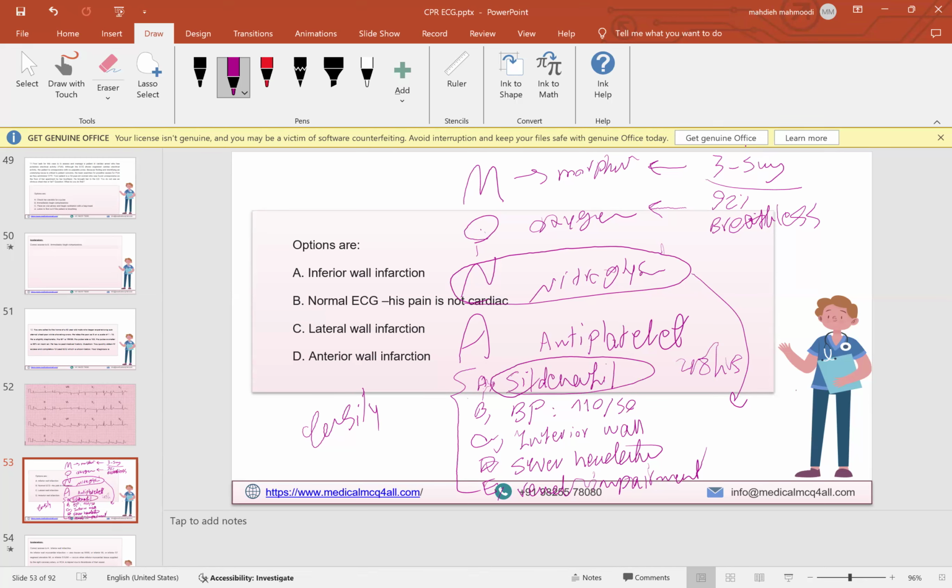If your patient took sildenafil for the last 48 hours, it's contraindicated. Low blood pressure, contraindicated. Inferior wall MI is not contraindicated. It's not a contraindication for giving the patient nitroglycerin, but you should be careful.